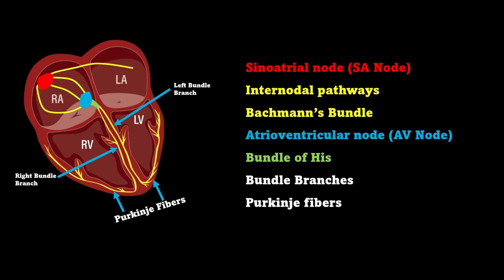Because the left side of the heart is so much larger than our right side, it needs more oomph, so it has fascicles. We have an anterior fascicle, posterior fascicle, and our septal fascicle, which connects our left to our right bundles. The impulse then heads down to our Purkinje fibers, which causes a coordinated contraction of our ventricles to send blood out to the body or to our lungs.